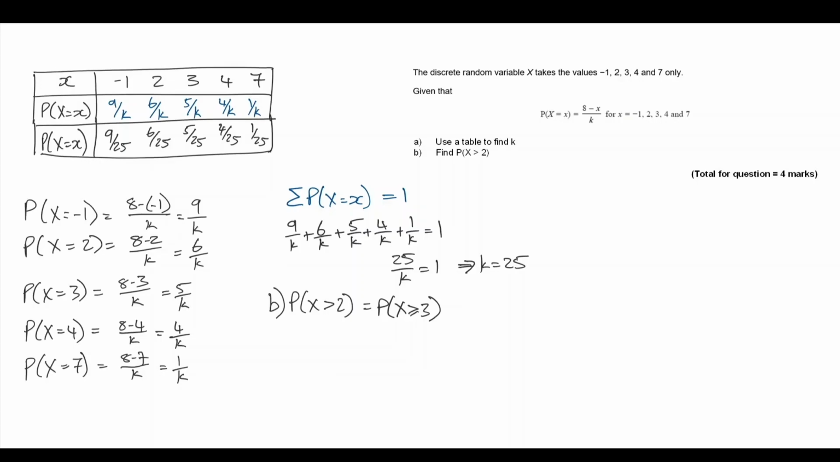Back to our table. We're looking for all the probabilities for any outcome that is 3 or greater. So we're looking at 3, 4, and 7, and the probabilities associated with them. If we sum these together, that's our answer. 5 plus 4 plus 1 gives us 10 over 25. The probability that x is greater than or equal to 3 is 10 over 25.